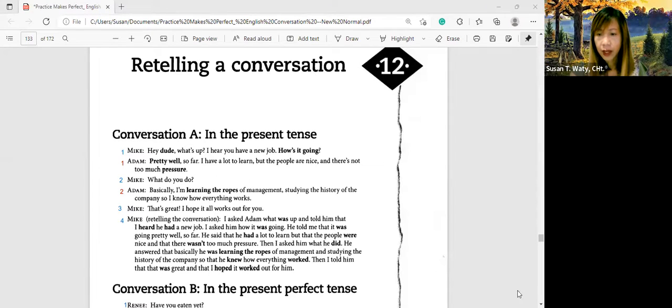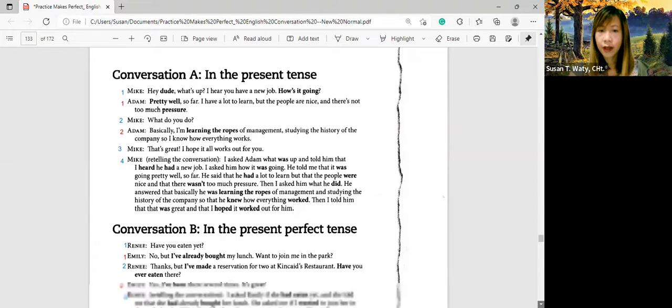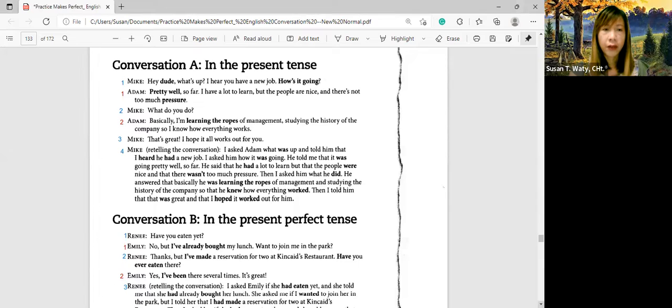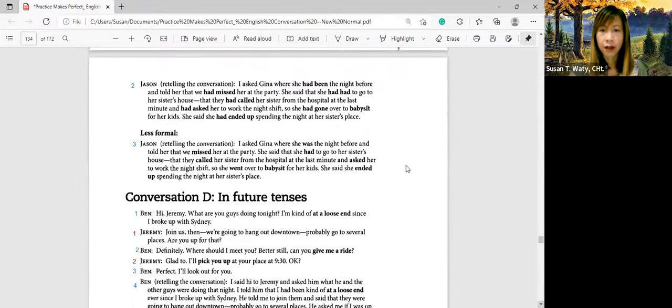Dan di dalam bahasa Inggris ternyata tergantung dari percakapannya. Bila percakapannya itu menggunakan tense tertentu, maka cara untuk menceritakan kembali percakapan tersebut berbeda. Jadi di bab ini kita akan menggunakan beberapa tenses, yaitu present tense, present perfect tense, and also past tense and the future tenses. Jadi harap diperhatikan.